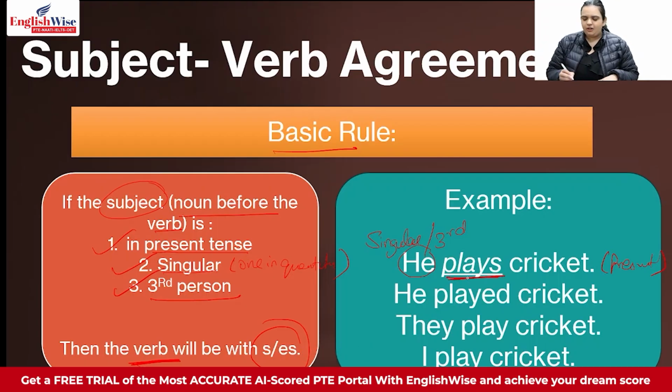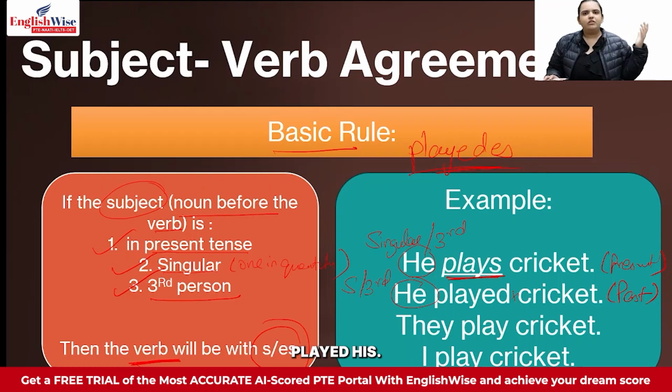Okay. Now in the second sentence, he played cricket. Over here again, he is singular and in third person. But the sentence is in past tense. So you will not add an S to the verb. Please don't make it like he played is cricket. Okay. Guys, this is completely wrong English. You don't have something called as played is. Okay. He plays cricket or he played cricket.